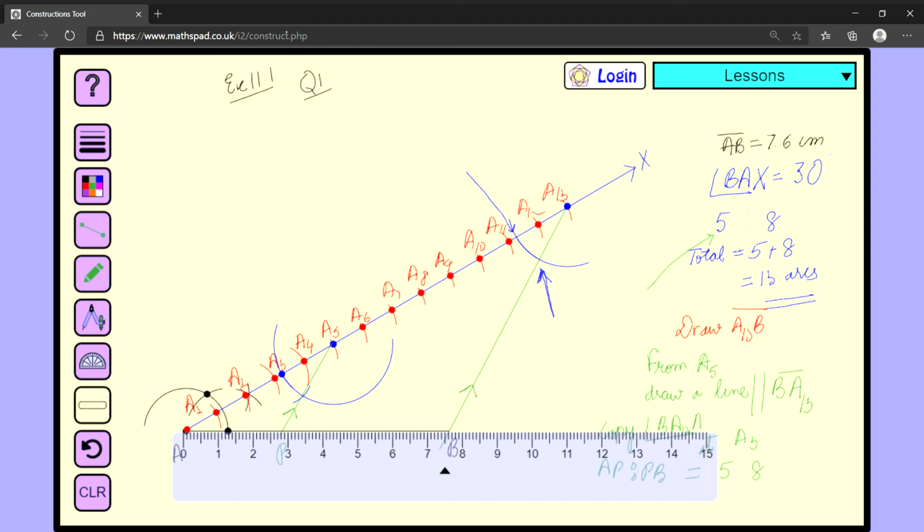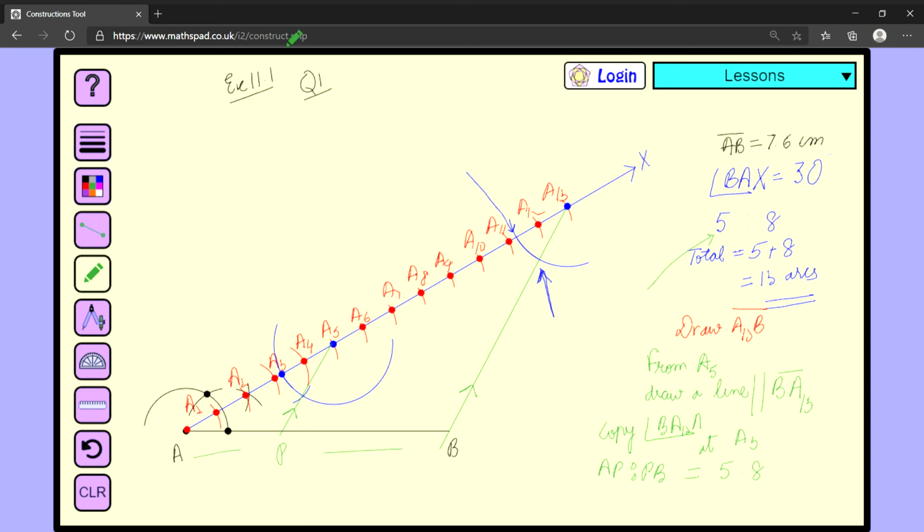Now the justification part. How do we justify that the ratio of these two parts is 5:8? This can be done again by proving the smaller triangle similar to the larger triangle. Once you have proven that, you can prove that the ratio of the corresponding sides comes out to be 5:13, and from there you can conclude that the ratio of parts AP and PB is 5:8.